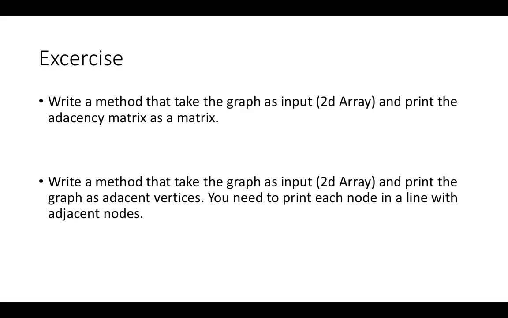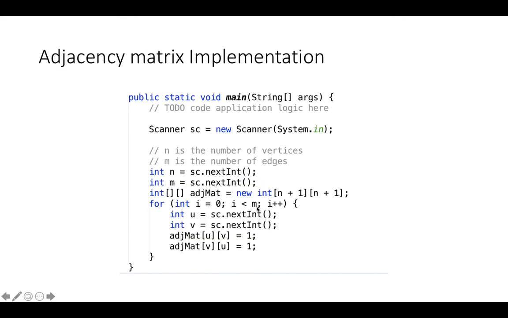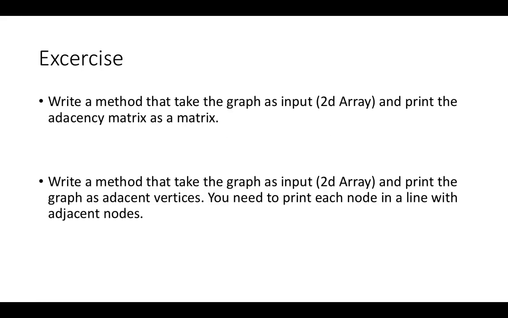So for this code, as an exercise, we need to write a method to print the adjacency matrix. Take any graph as an example, fill in the information of this graph and try to print the adjacency matrix. This is the first exercise. In the second exercise, we need to print the graph as an adjacency list. So you tell me node 1 is connected to node 3 and 4. Node 2 is connected to node 5. Node 3 is connected to node 2 and 3, for example, whatever. So this is the exercise, and see you in the next video.